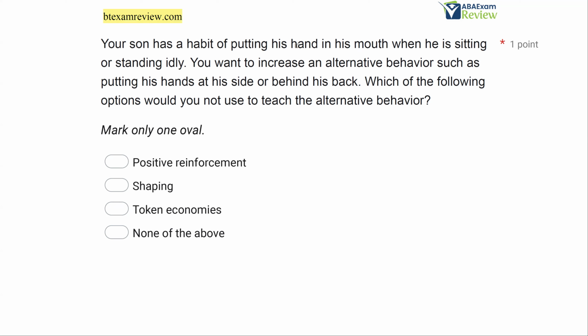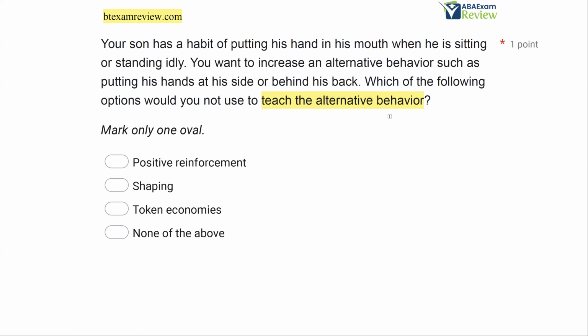Your son has a habit of putting his hand in his mouth when he is sitting or standing idly. You want to increase an alternative behavior such as putting his hands at his side or behind his back. Which of the following options would you not use to teach the alternative behavior? Now, what is the question asking? It's asking what you wouldn't use to teach an alternative behavior. The question is testing your knowledge on what principle is crucial when teaching something, especially teaching a different behavior.